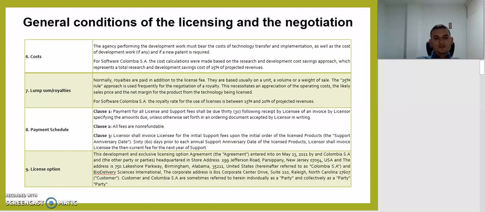The following items are costs. For Software Colombia S.A., the cost calculation we made is based on the research and development cost saving approach. We represent a total research and development cost savings of 15% of projected revenues. The following items are the lump sum royalties.